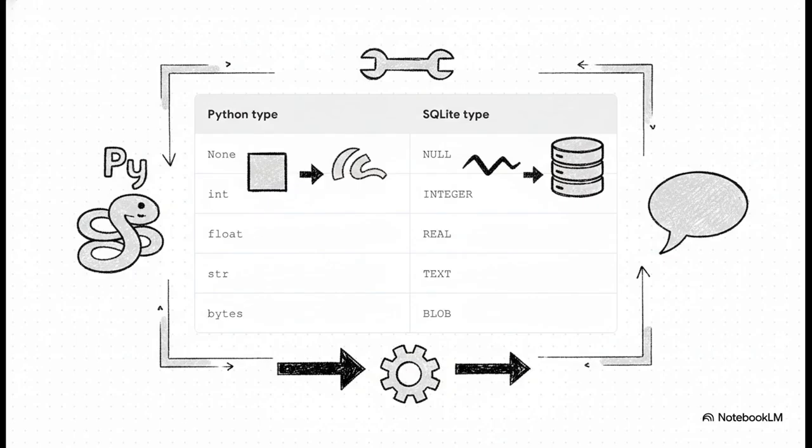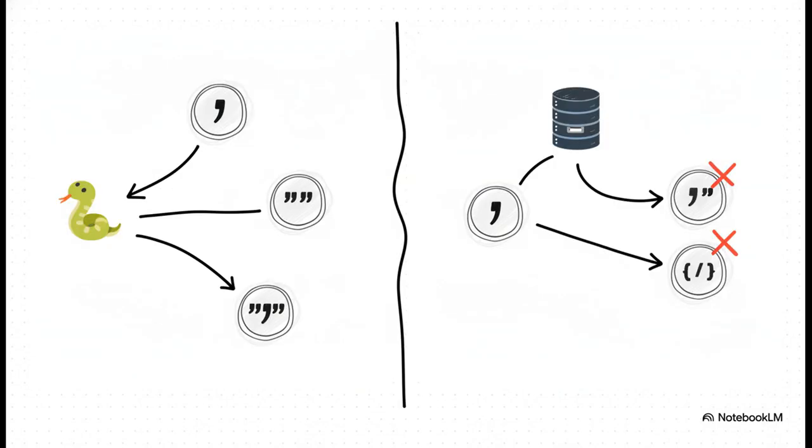Your Python int, it becomes an integer in SQL. A Python string, that becomes text. It just handles all of it seamlessly. And that means you can just focus on your app's logic instead of worrying about all those low-level, super error-prone details. It just works.